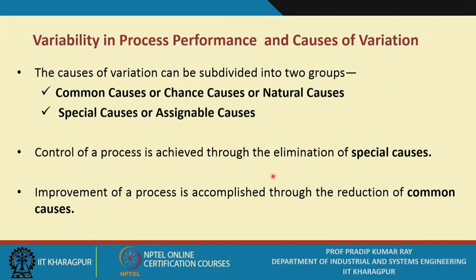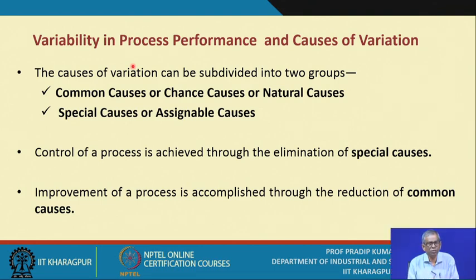So there are two types of variations. And what we have been stressing is that any exercise on quality is essentially an exercise on controlling the variability. And so you must know that there are two types of causes of variation. One is the common cause, also referred to as the chance cause or the natural cause. Whereas the second kind of causes are referred to as the special causes or assignable causes.